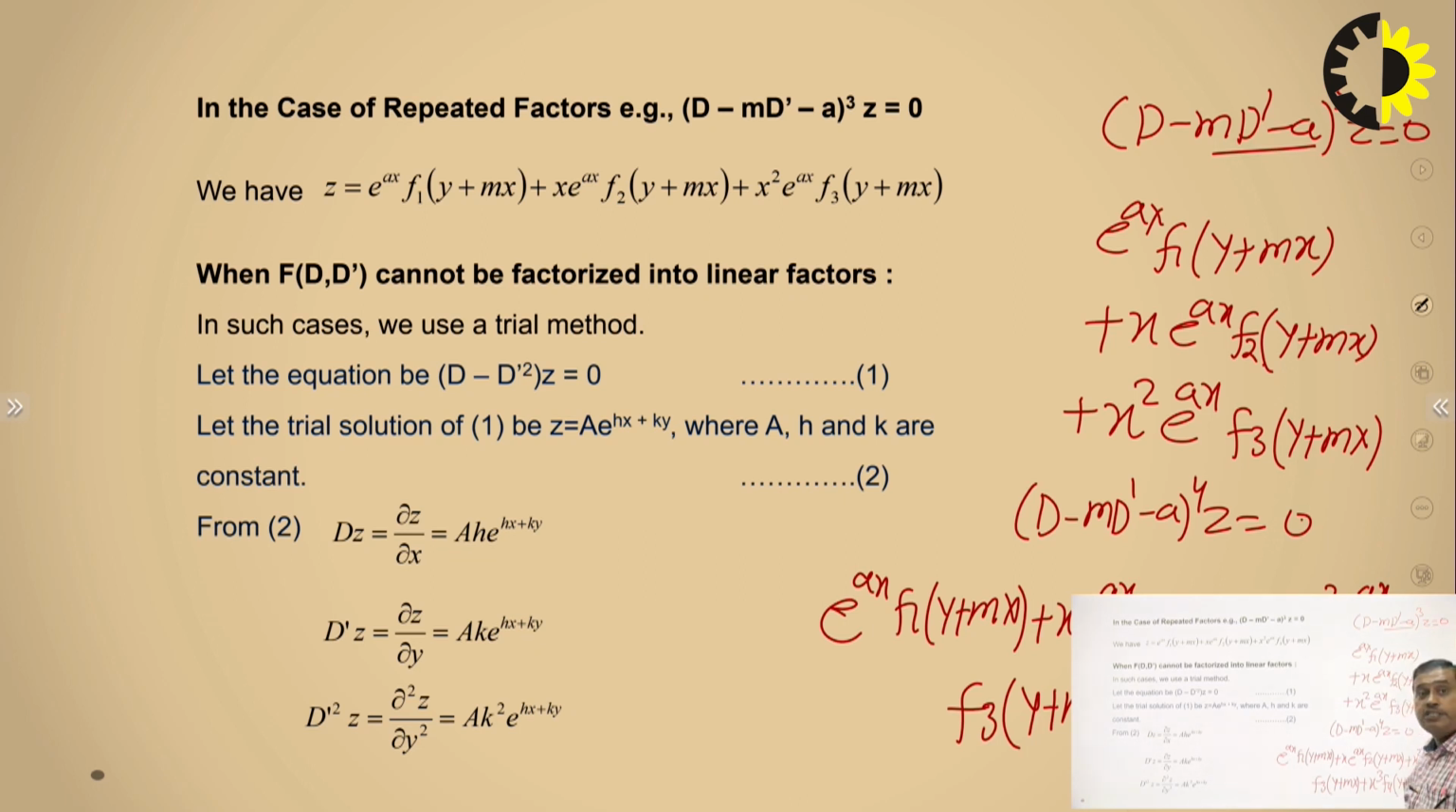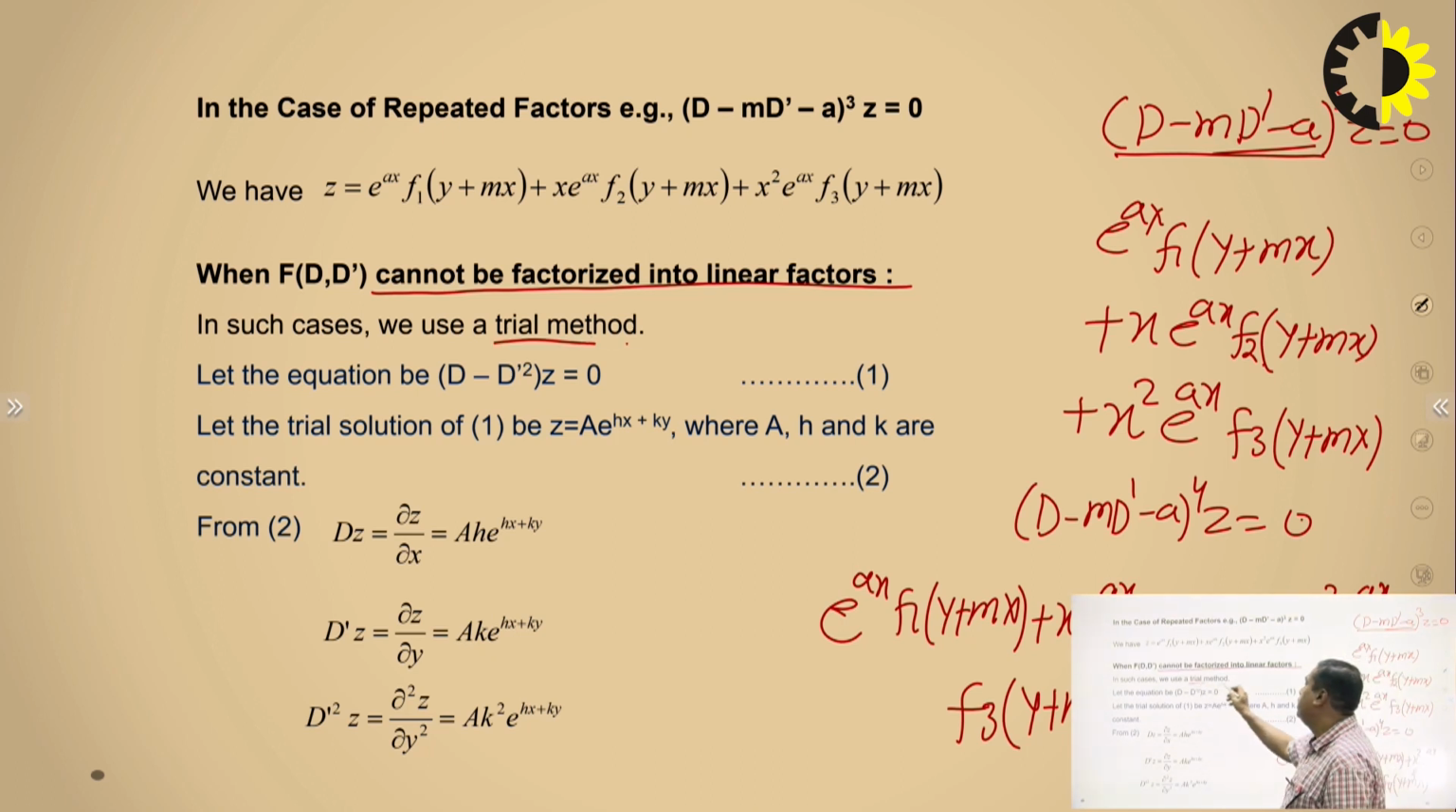There is another type, where phi(D, D dash) cannot be factorized into linear factors. That means they are not of the same degree, but it cannot be compared with D minus m D dash minus a. You cannot compare, so we use the trial method, or trial solution.